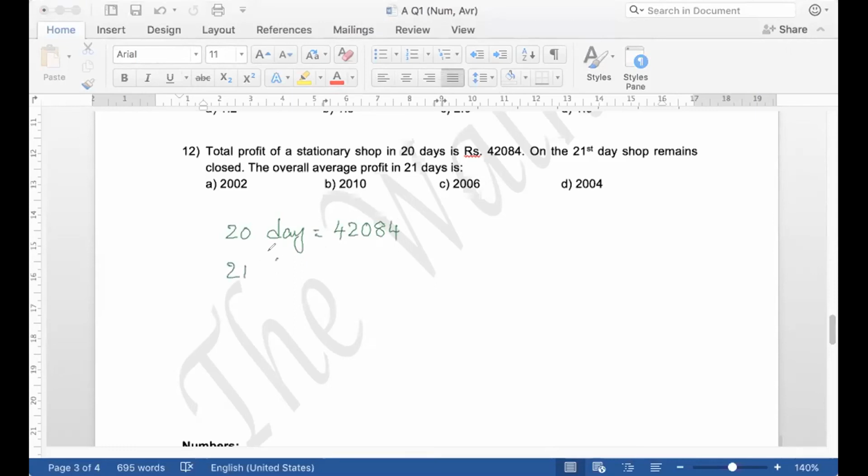So total 21 days. If you take 21 days, the average must be 42,084 divided by 21. So do you see that this 42 and 84 are multiples of 21? So it's pretty easy for us to solve it. 2004 is the answer. So this one is 2, and we have, see that, 2004. That's the answer. Done.